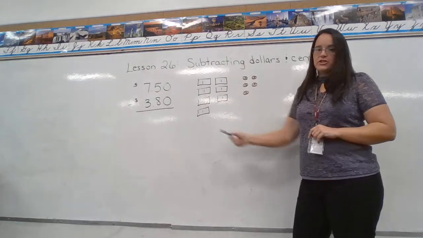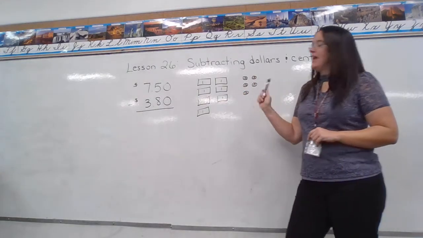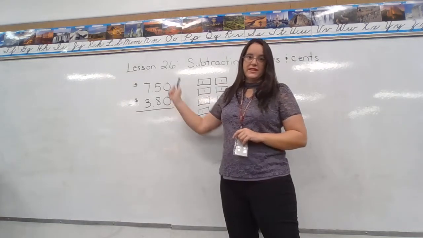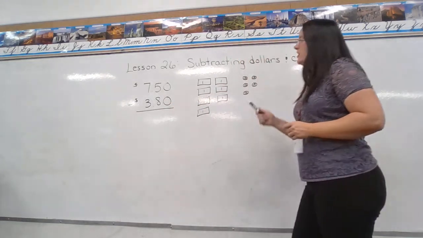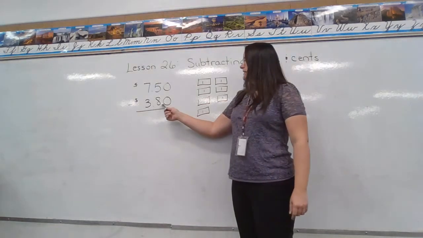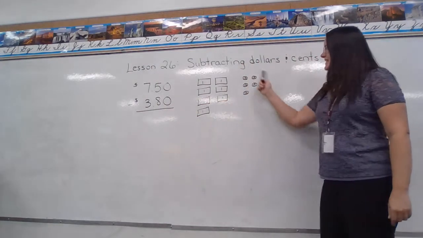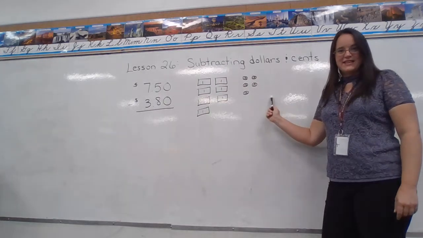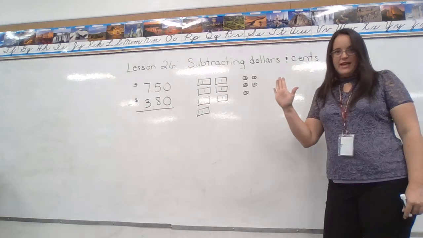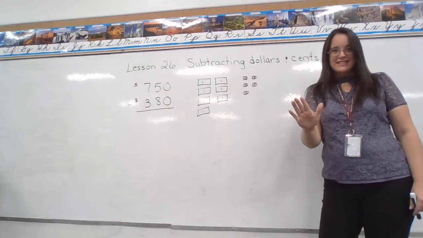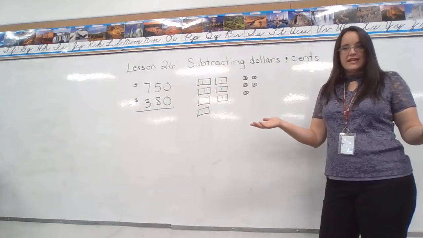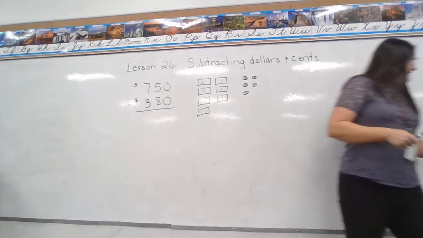So I'm going to start by showing it to you with the money, and then we'll talk about how that translates to just doing the equation here, okay? So she spent $3.80. Well, I'll subtract the money first. Can I take away 80 cents if I only have 5 dimes? If I have 5 dimes, can I give you 8? No, I can't. I don't have enough. So what can I do? I can make a trade.